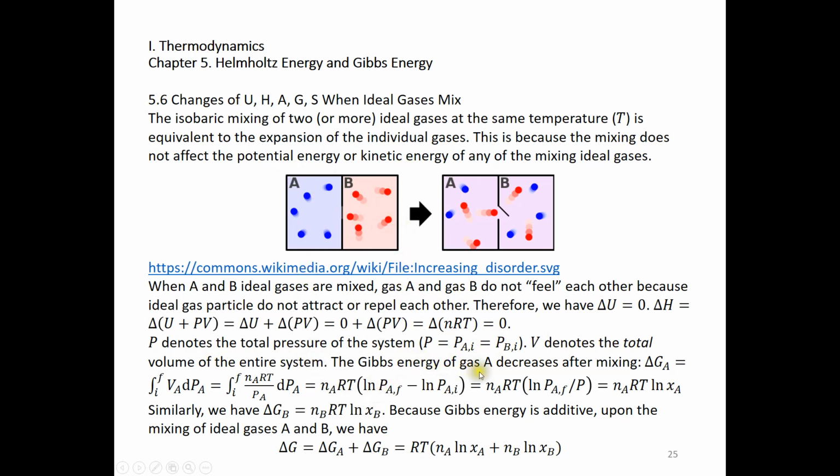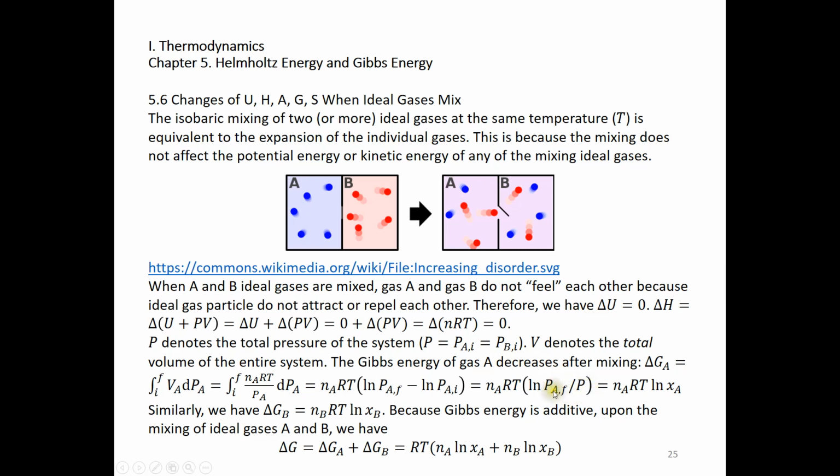The Gibbs energy of gas A decreases after mixing. Alright, why is that? It's because the Gibbs energy of A depends on the partial pressure of A. So we can use this equation. Delta G of A is the integral of V of A dP of A, and V of A is nART over PA, and we integrate this. We're going to get nA RT, the number of moles of A times RT, times the logarithm of PA final divided by PA initial. And PA initial is the total pressure P. Alright, so we have this equation here.